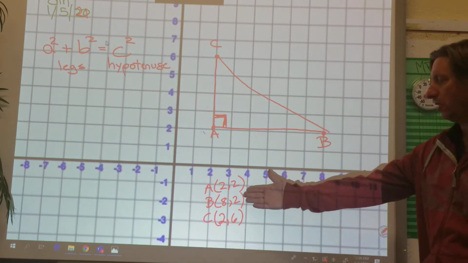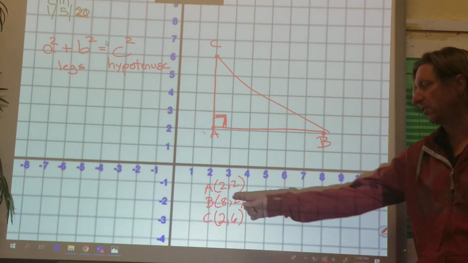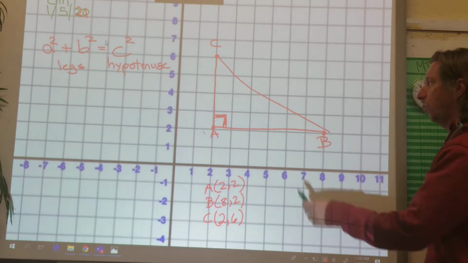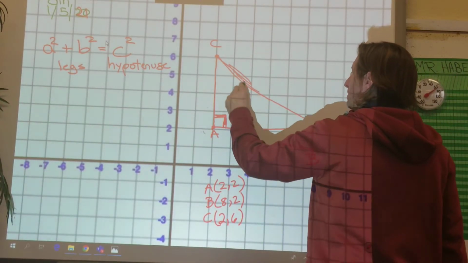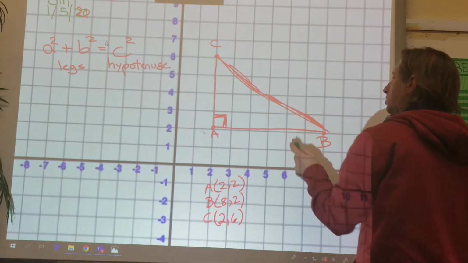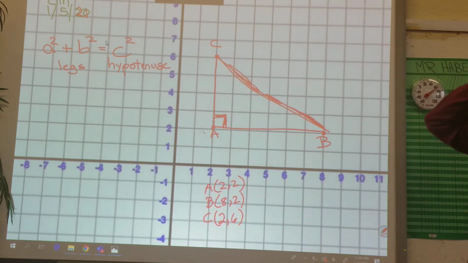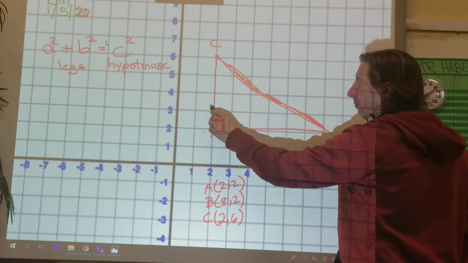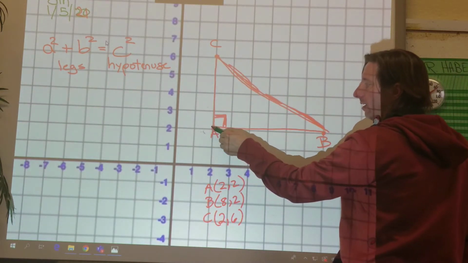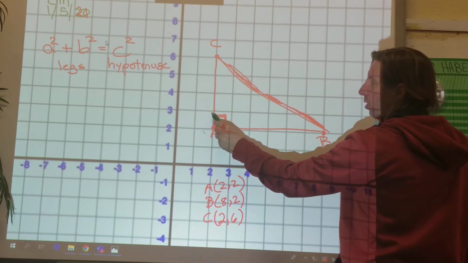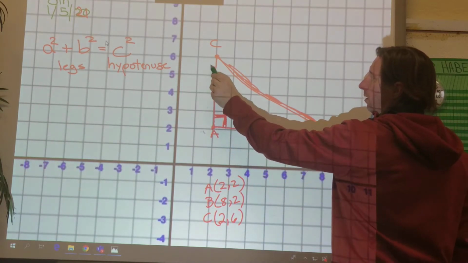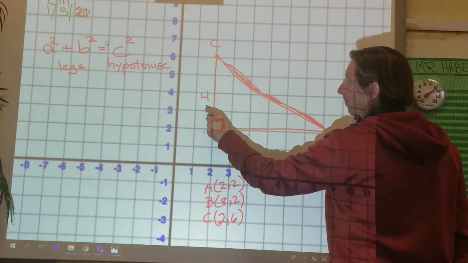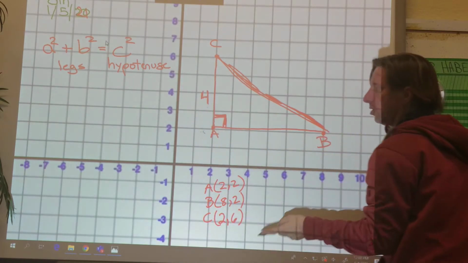So they may just give you these 3 points and say find the distance between B and C, which would be this line here, right? You want to find this distance. So you'd have to plot them on a coordinate plane, and then you got to find the distances of these sides. So what we do is we count how long is this line here. And if we look at it, we're counting how many boxes there are. So there's 1, 2, 3, 4. So this is a 4, right?